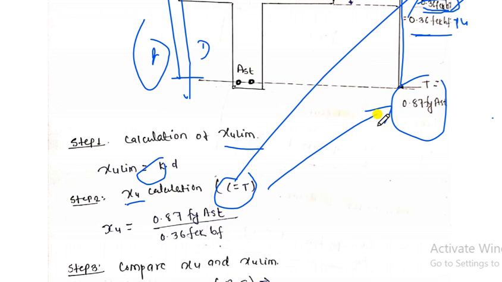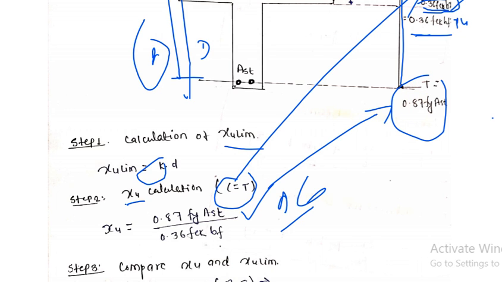The neutral axis depth. So neutral axis depth, 0.87 Fy. This is the formula of neutral axis depth. You get this formula on page number 96 of the IS code book 456. Either you can directly equate 0.36 FCK BF XU to 0.87 FY AST. From here you will get the XU value.